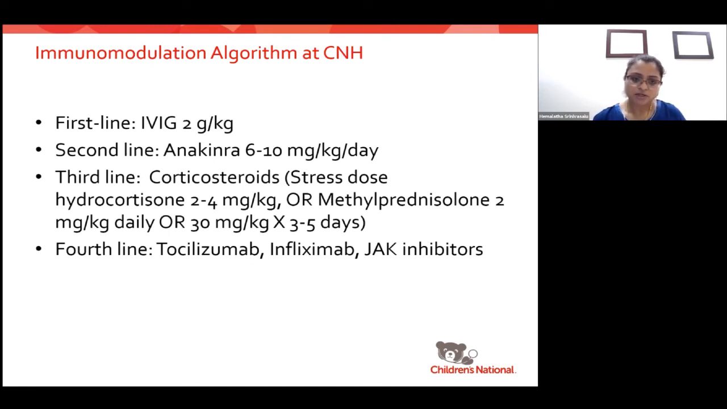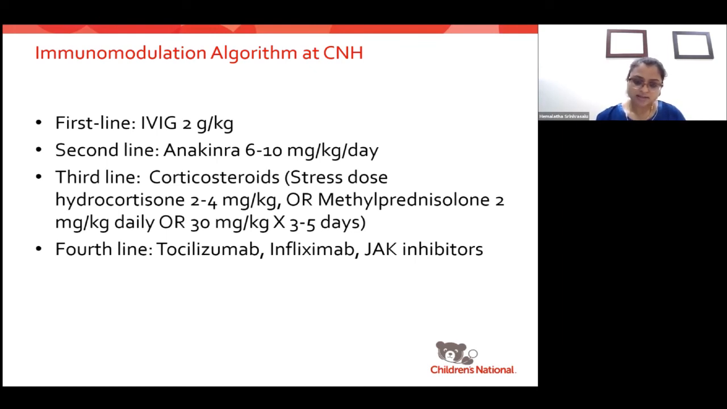We treat all our patients with IVIG 2 gram per kilo, regardless of their Kawasaki phenotype. And we use anakinra as a second-line agent at a dose of 6 to 10 milligram per kilo per day. The dose is generally given IV, divided Q6 hours. In the presence of renal injury, we renally dose the medication and give it twice daily. The maximum dose of anakinra that we use is 600 milligram per day. The weaning schedule is generally coming down by 2 milligram per kilo per day on every day or every other day basis, based on the patient's clinical picture.